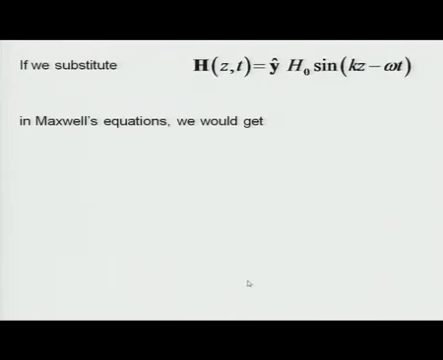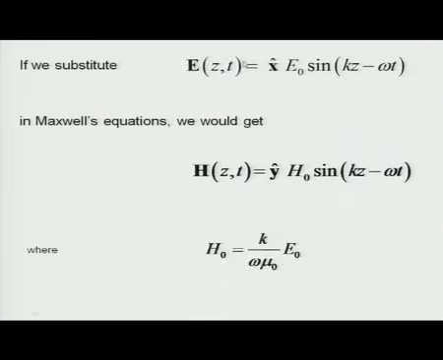Similarly, if we substitute this expression for the magnetic field in Maxwell's equations, we would get the corresponding electric field, as obtained by substituting this in Maxwell's equations, given by this. So, a changing magnetic field produces a changing electric field, and as we had shown in the previous slide, a changing electric field produces a changing magnetic field. Both: you cannot have an oscillating electric field without creating an oscillating magnetic field, and vice versa.